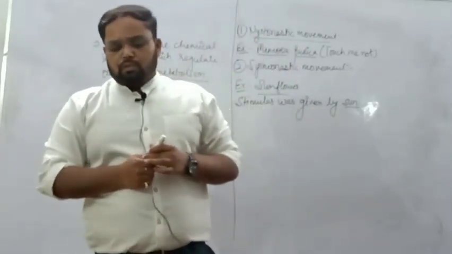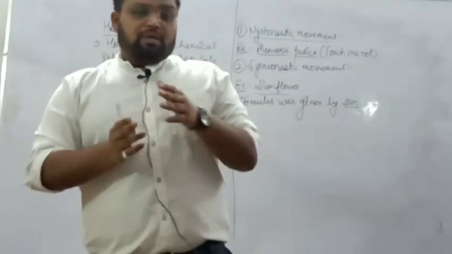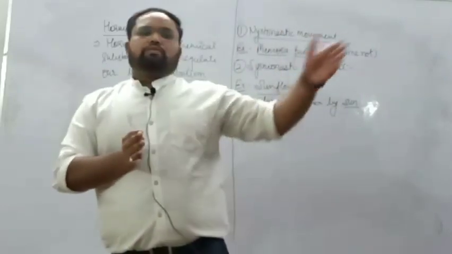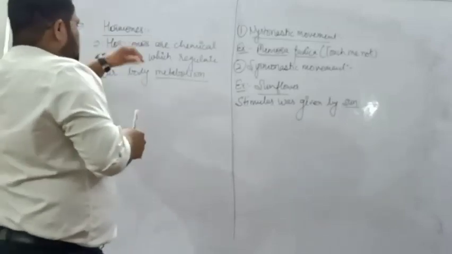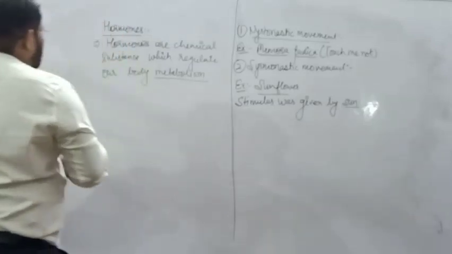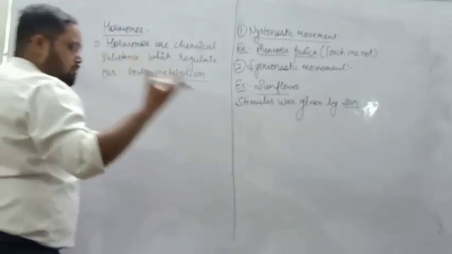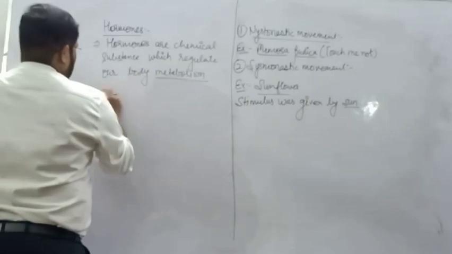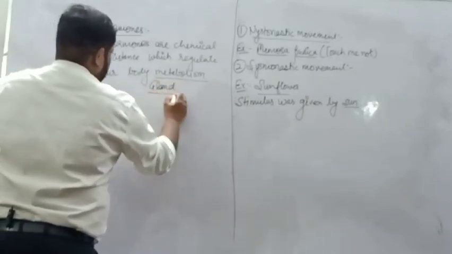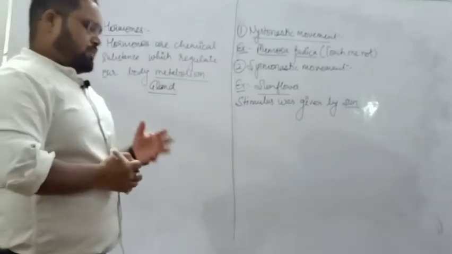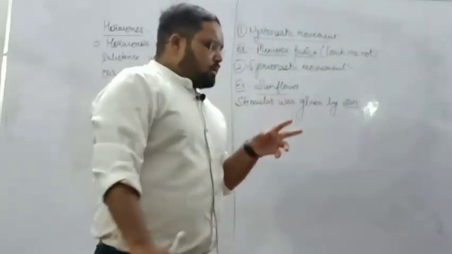First thing, its work is very slow, but its effect is prolonged. Second thing, this is the hormone that helps in metabolism. Hormones are present in a packet-like structure which is called a gland. Hormones are present in a packet-like structure called what? Gland.